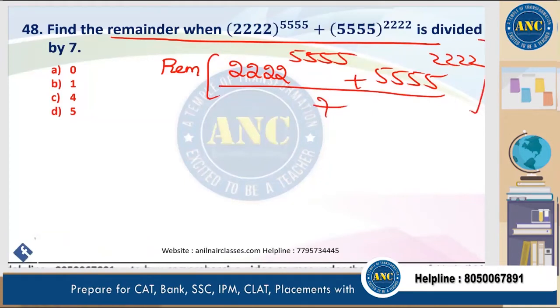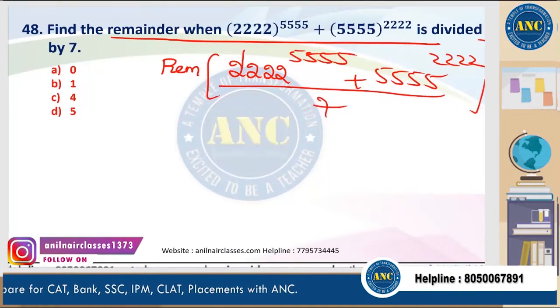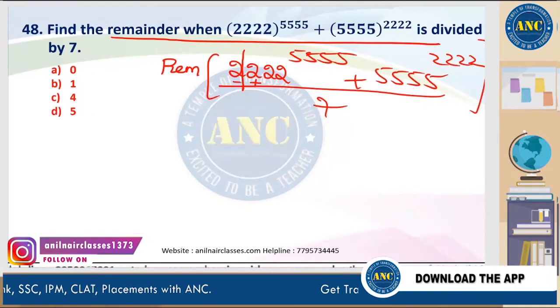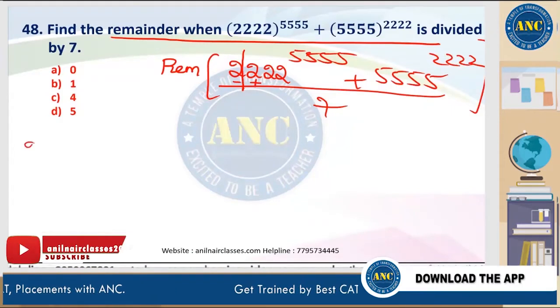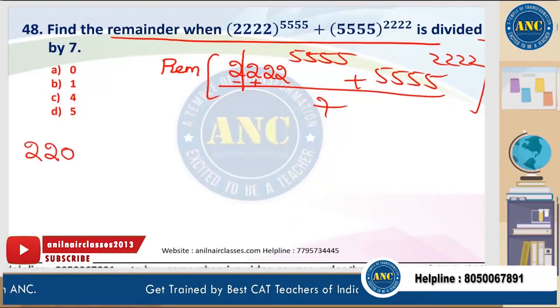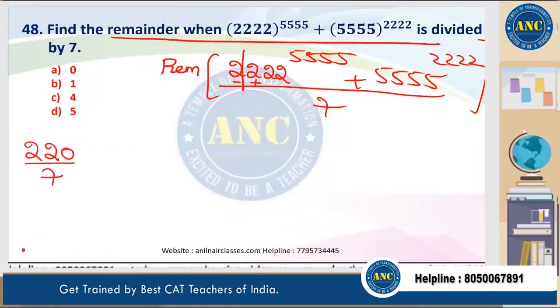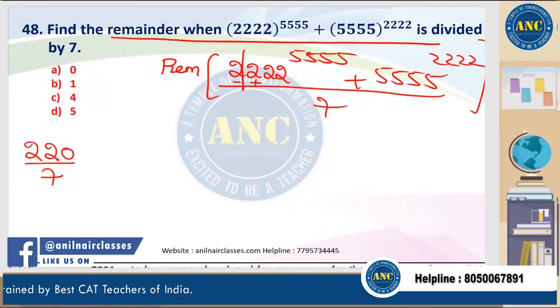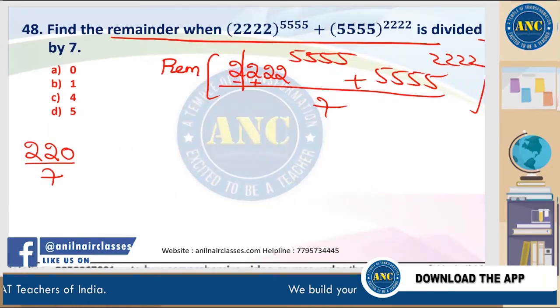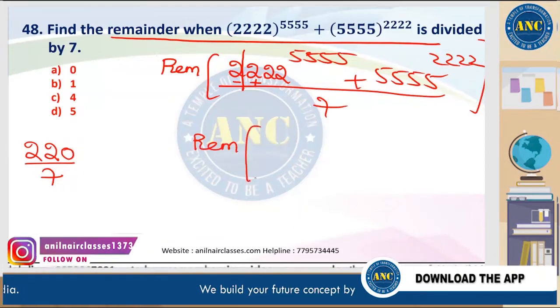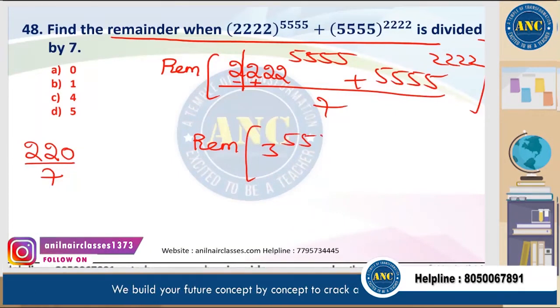Now see here. Take a group of 3 digits alternately plus, minus. 222 minus 2 is 220. 220 divided by 7: 7 3's are 21, remainder 10, 7 1's are 7, remainder 3. So these are nothing but 3 power 5, 5, 5, 5, 5.